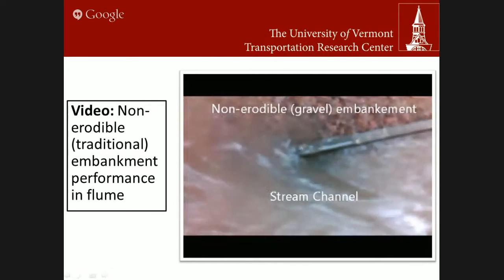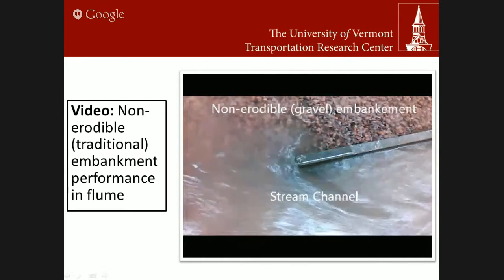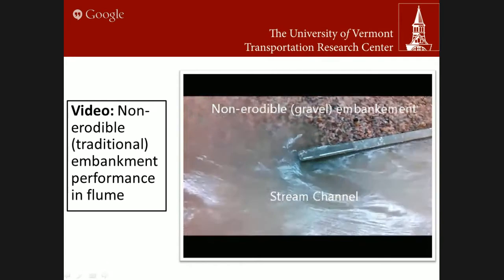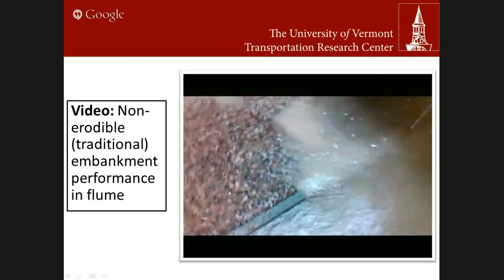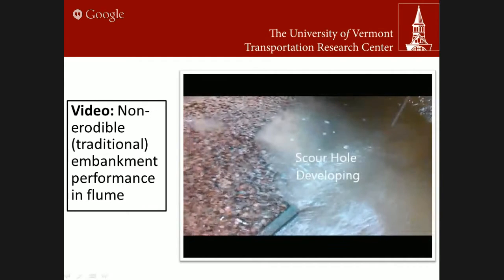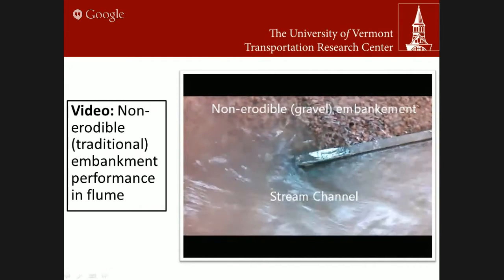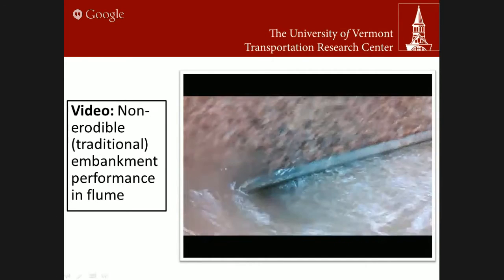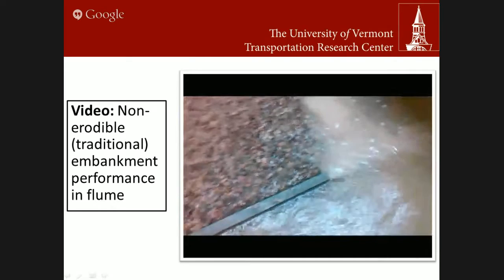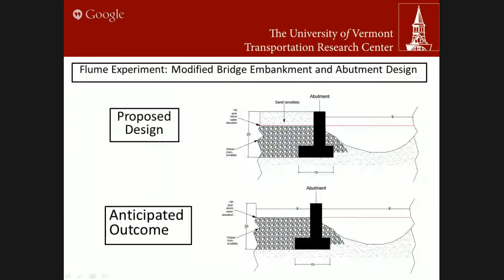And you can see sediment being carried away. You can't actually see the scour holes developing underneath because the river is too muddy. But you can see a lot of sediment being carried away from the back here, which is a scour hole developing. And so with that, I had kind of my baseline: what would happen with a typical bridge during a typical large storm.